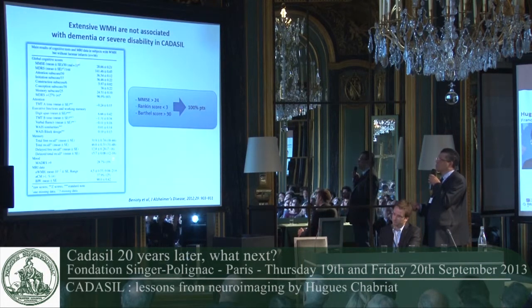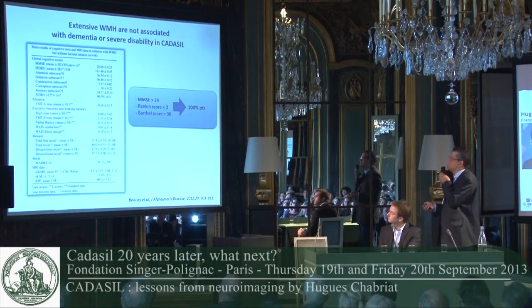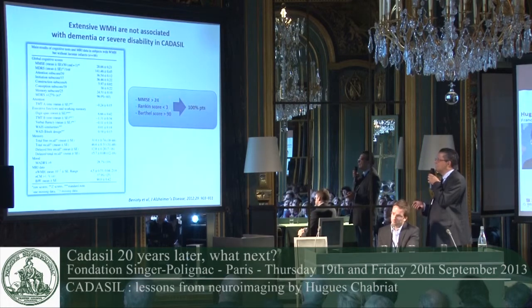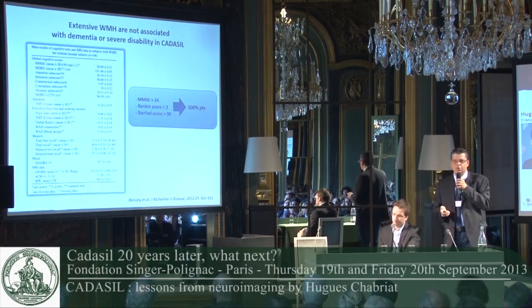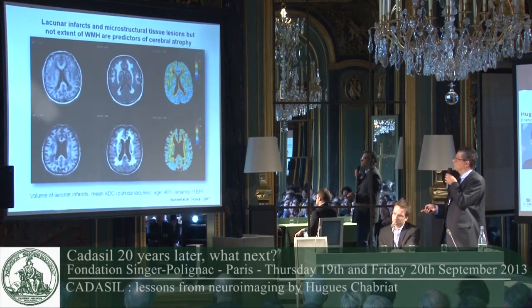all patients, whatever the age, who have only white matter lesions are not demented, and all of them have an MMSE score of more than 24, a Rankin score of less than 3, and a Barthel score of more than 90. This means that white matter lesions alone cannot cause the severe disability in this disorder.